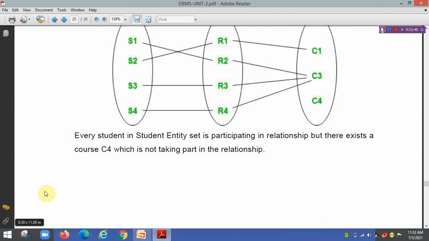So this is the concept of mapping constraint. In the mapping constraint, we have discussed degree, connectivity, cardinality, dependency, and participation. So in this class, up to this, I hope all of you clearly understand this. In the next class, we will discuss the ER diagram concept. Till then, stay safe and thank you.